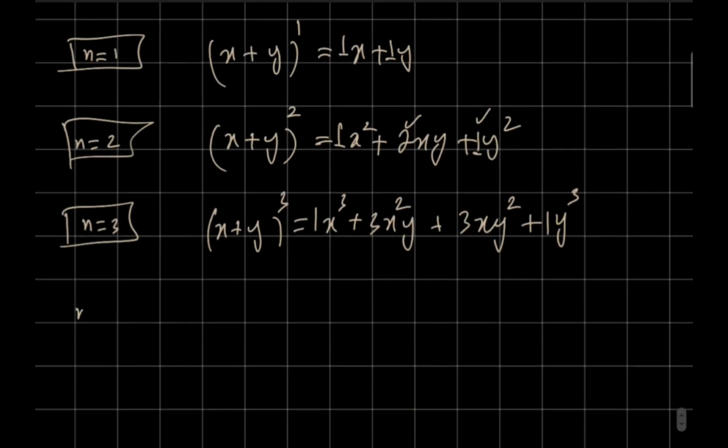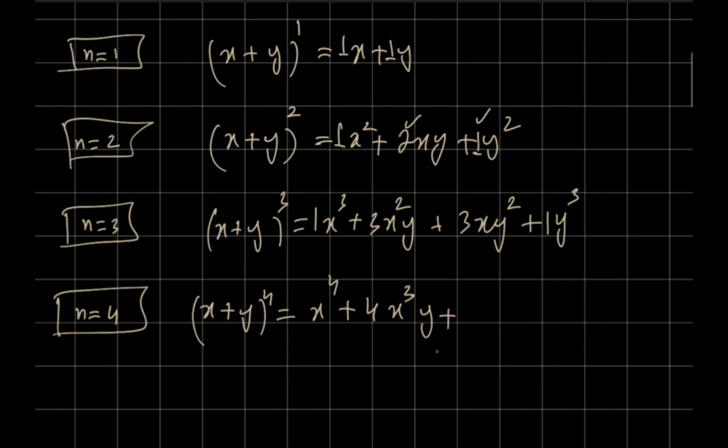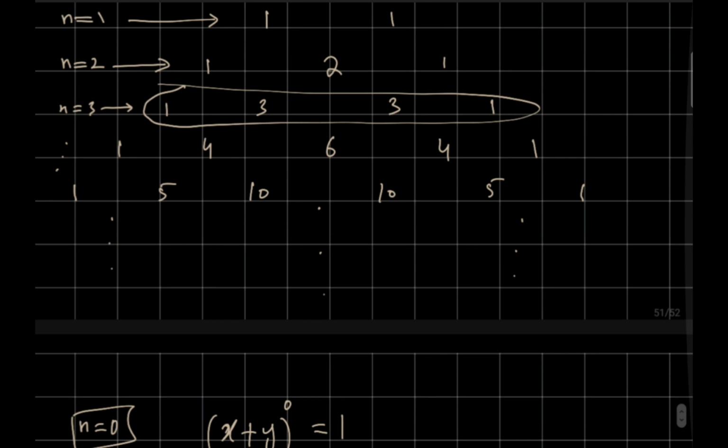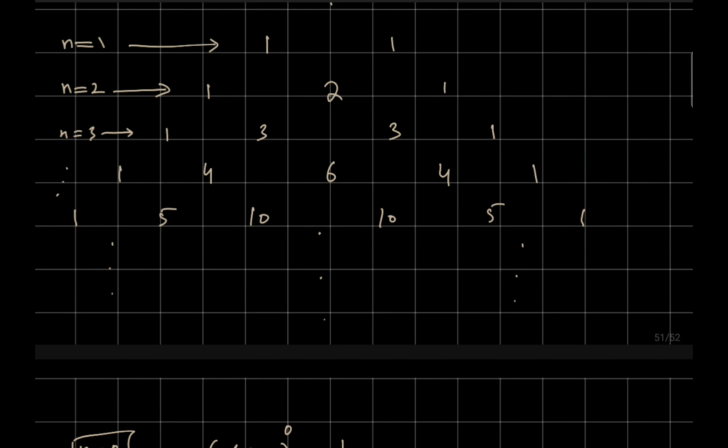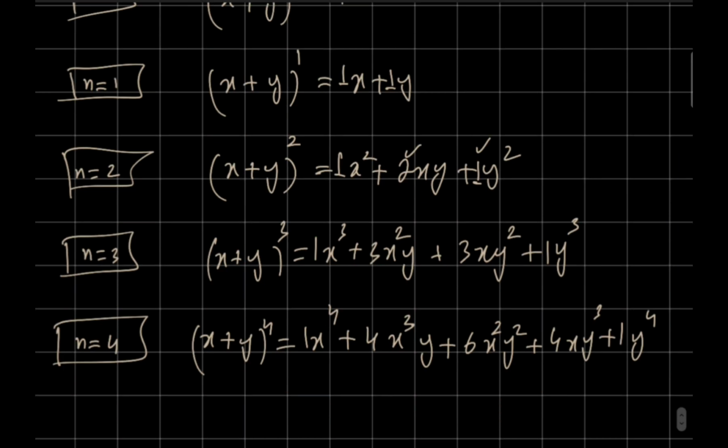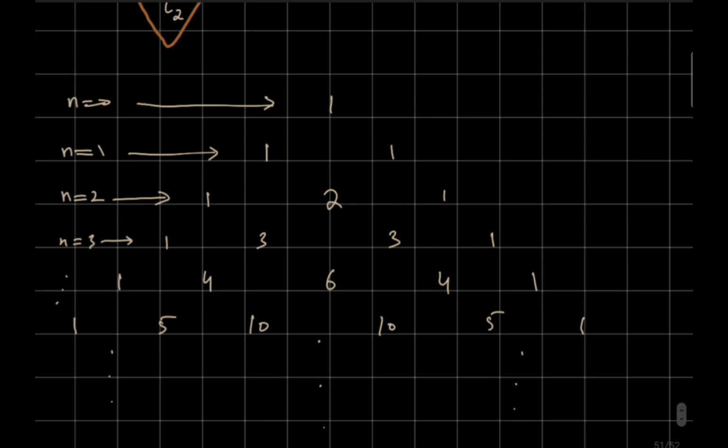So let's do for n is equal to 4. x plus y to the 4 is x to the 4, plus 4 times x cube y, plus 6 times x square y square, plus 4 times x y cube, plus y to the 4. So we are getting 1, 4, 6, 4 and 1. So let's check whether we have the same coefficients or not. So you can see we have 1, 4, 6, 4, 1. So this Pascal's triangle helps us to find the coefficients of the binomial expression. This is very interesting because we have made it very easily and we are getting all of the coefficients of the binomial expression for any n.